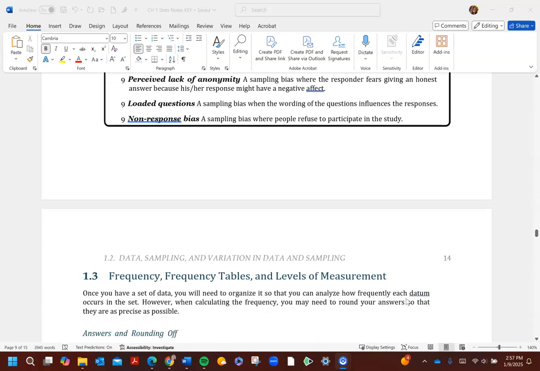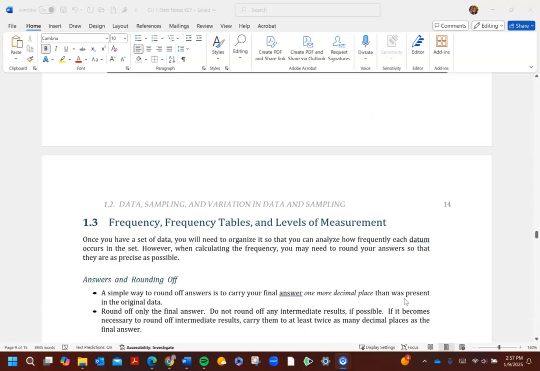And that's going to move us to displaying our data and using frequency tables and levels of measurement and going through that. So that will be in a different video in part 2 of your lesson.